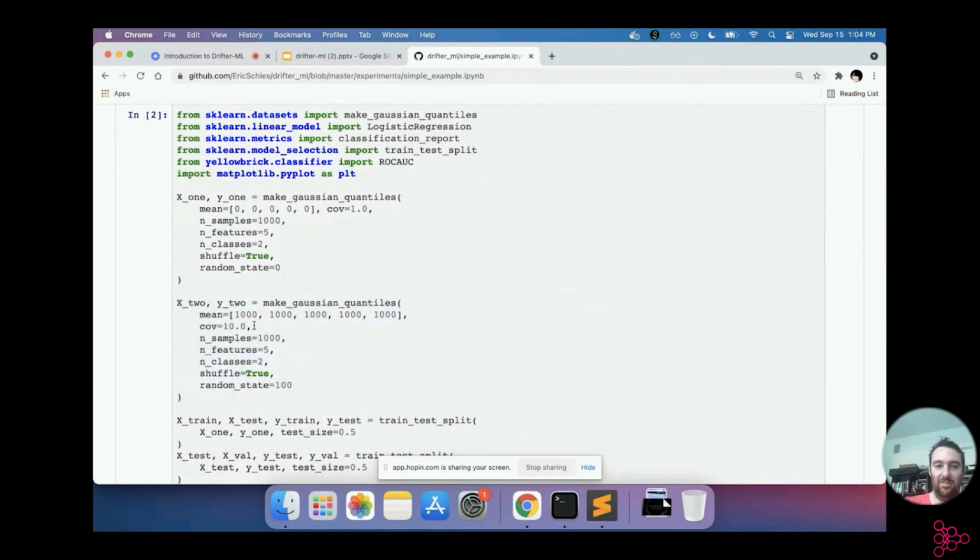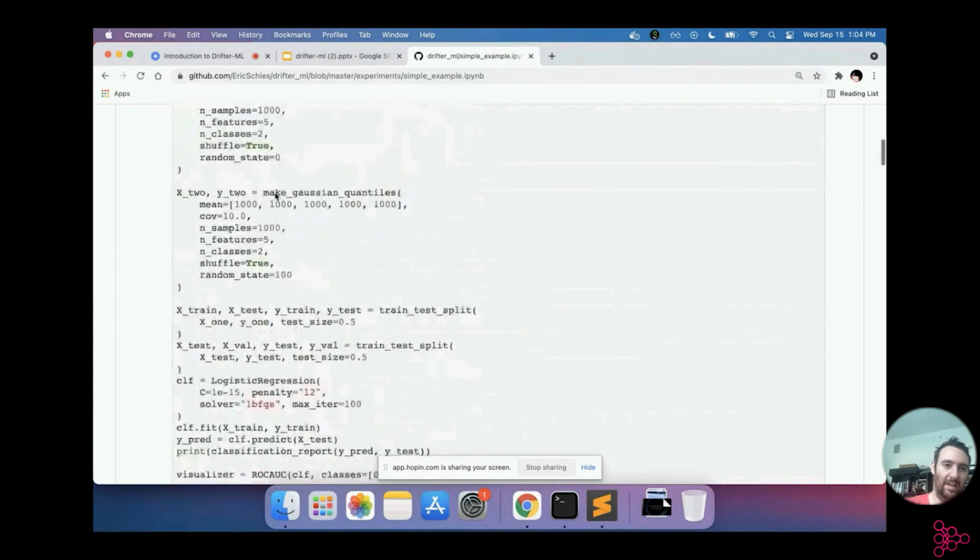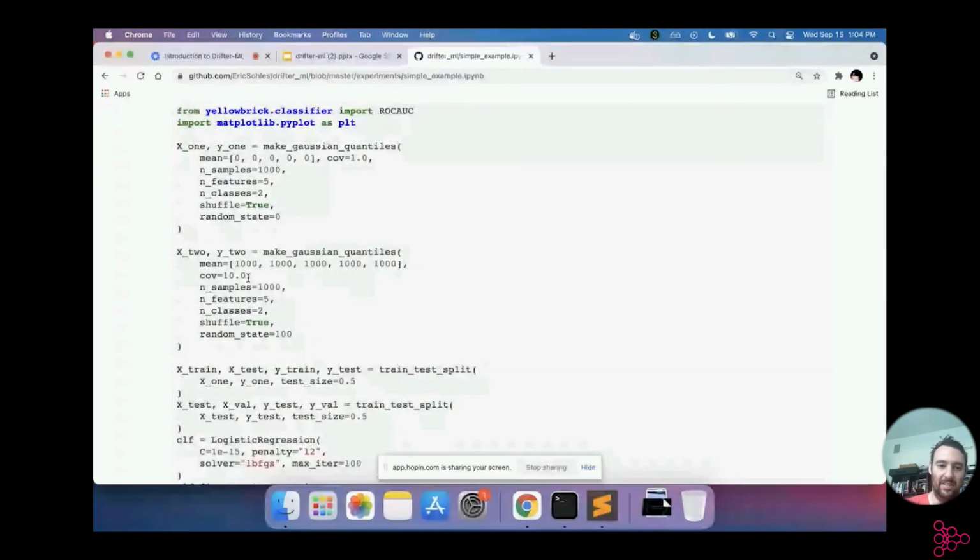So these are very different distributions, right? The means are all different. The covariance structure is different. This is 1, this is 10. So these are order of magnitude different. Same number of samples, same number of features, same number of classes. All the other stuff is true. Oh, and I changed the random state too, whatever. So I just want you to really understand that these are different data sets.